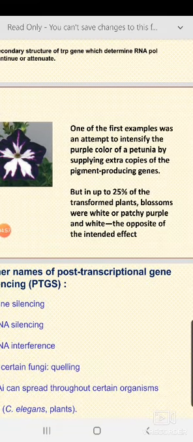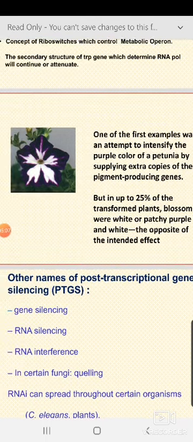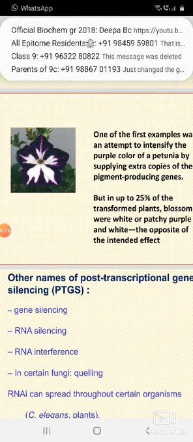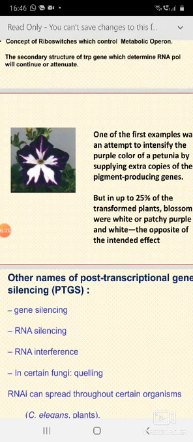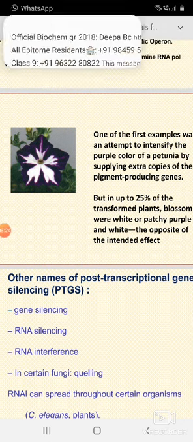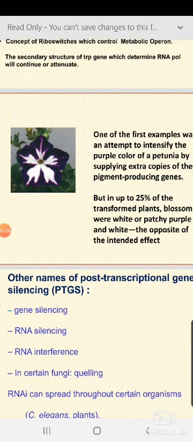they found that in 25% of these transformed plants, the flowers were either white or purple with white patches. That was a surprising result for them: how come when we are introducing a gene, it is suppressing on the other hand? That gives an idea that double-stranded RNA is definitely playing a crucial role in gene silencing.